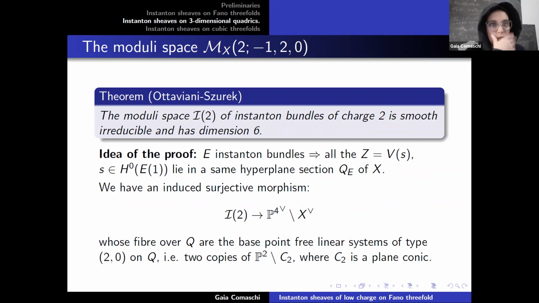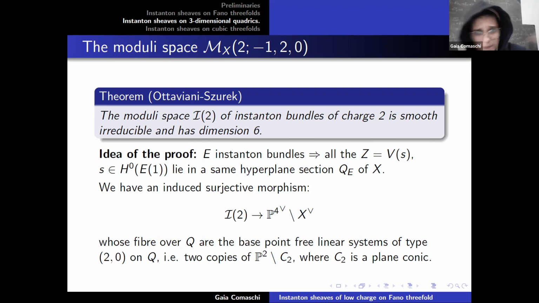If now we pass to the question of smoothness and irreducibility of the moduli space, it was proved by Ottaviani and Zurek that the moduli space of instanton bundles of charge 2 is smooth, irreducible, and has dimension 6. So the idea of the proof is the following.